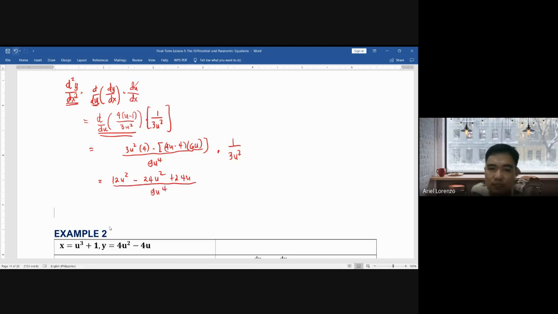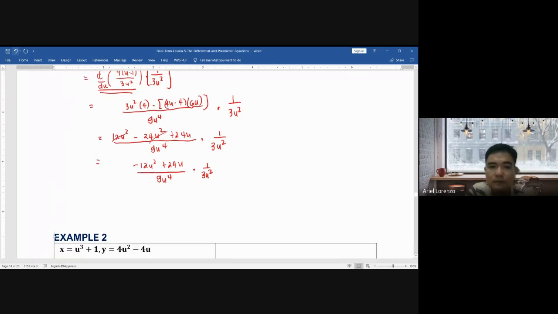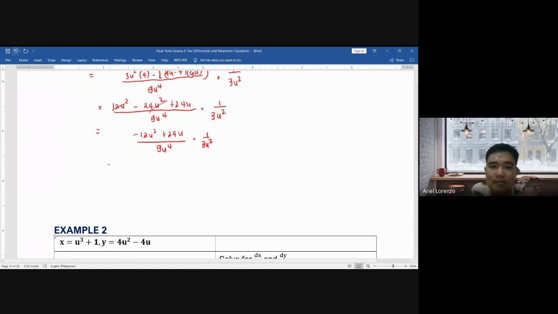9u to the fourth times 1 all over 3u squared. We simplify, this is makancel, magiging negative 12u squared plus 24u all over 9u to the fourth times 1 all over 3u squared. Right? Ano ang pwede nating ilabas? Pwede nating ilabas ang 12 or 3 para makancel si 3. So becomes 3, 3, 6, 9, 12.